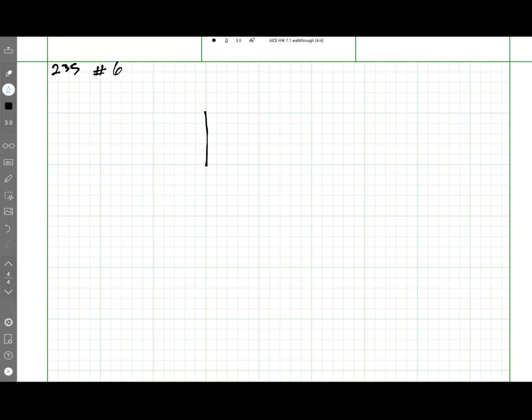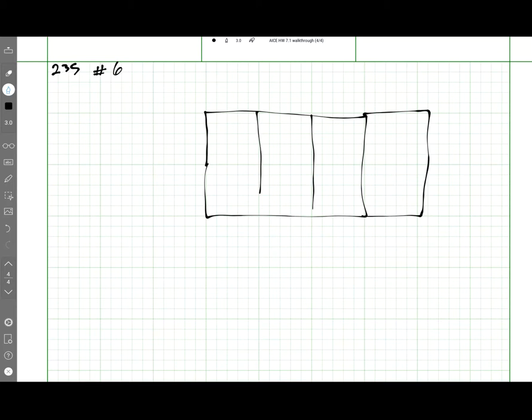So this is problem 6. So this is 235, number 6. Now, this problem we've seen already. This was the quiz problem. And I like this one because there are so many different ways you can solve this. 1, 2, 3, 4. Oops, I've got to enclose one more square. All right, and they tell us this is y and this is x.